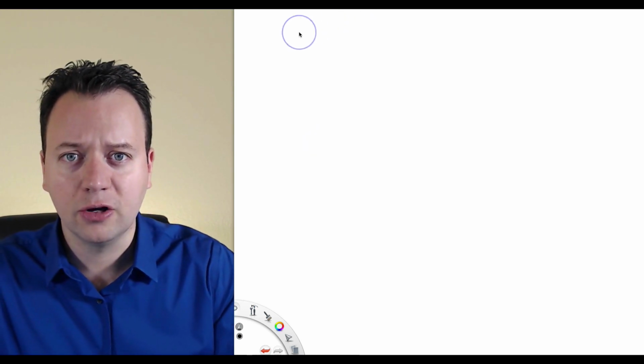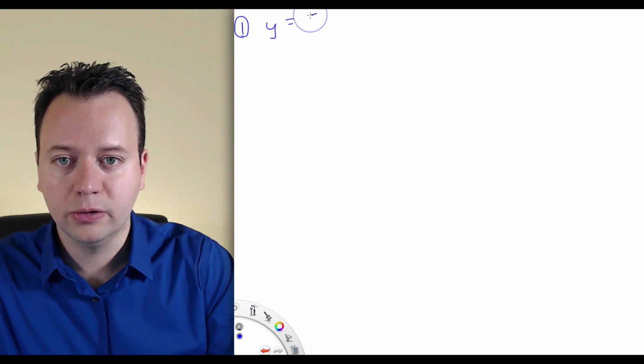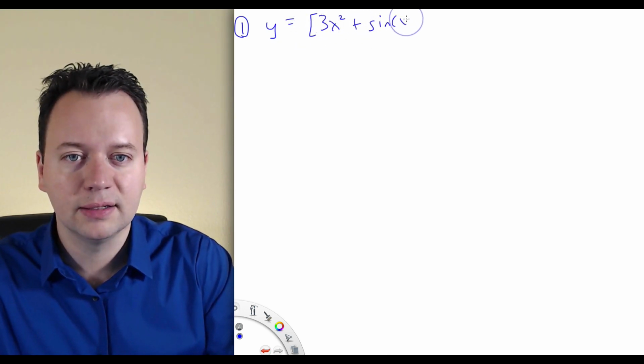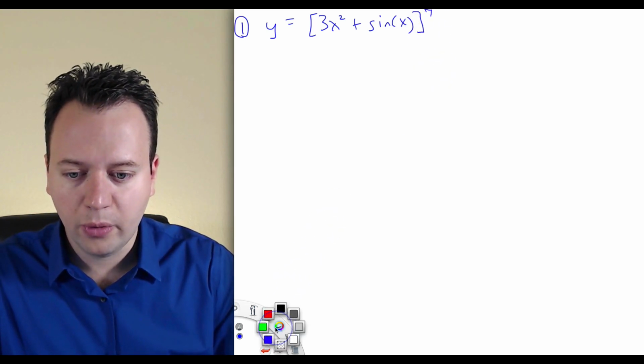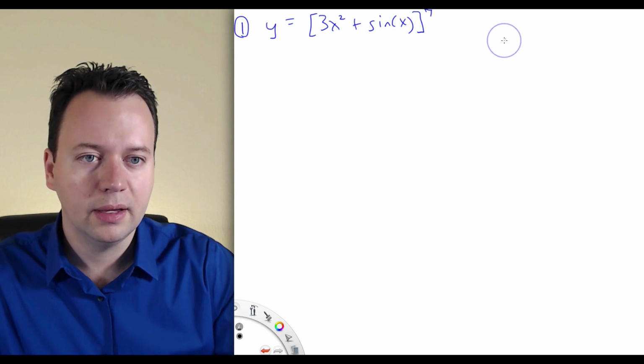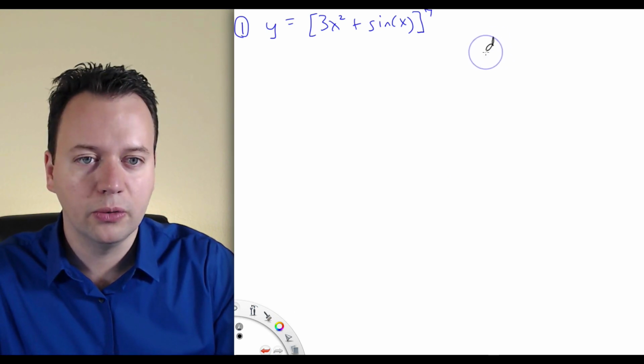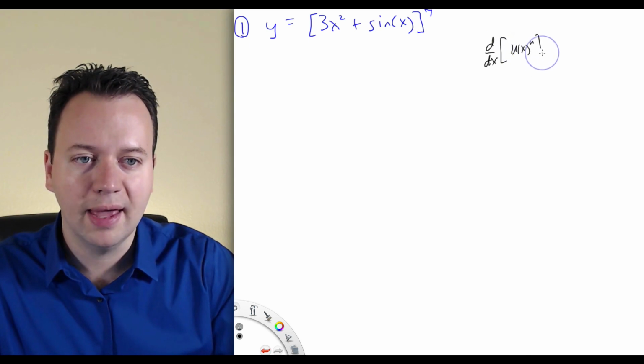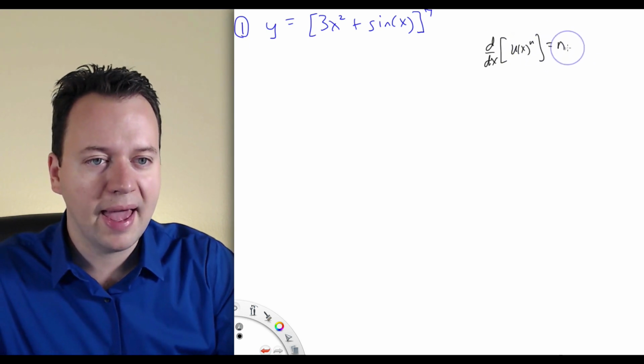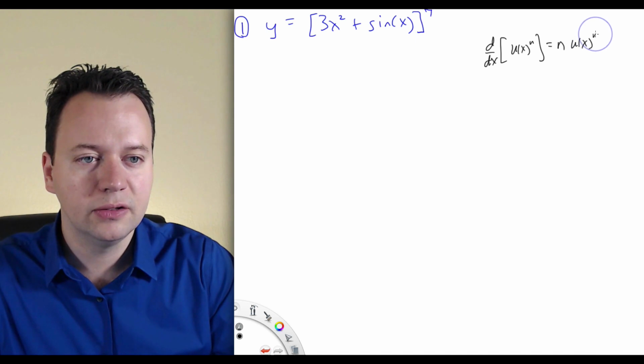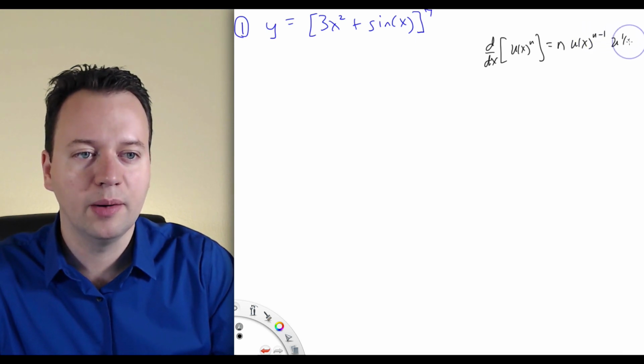So the first function is y is equal to 3x squared plus sine of x, raised to the power 7. The rule that we want to use is the first rule. Rule number 1 says that d by dx of u of x to the n is equal to n times u of x to the n minus 1, and then times u prime of x.